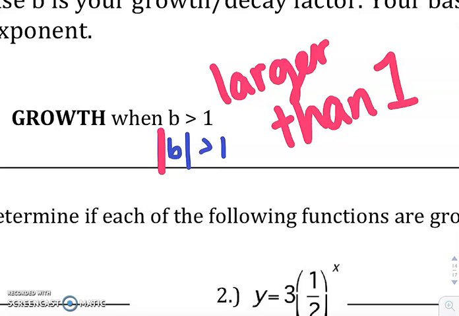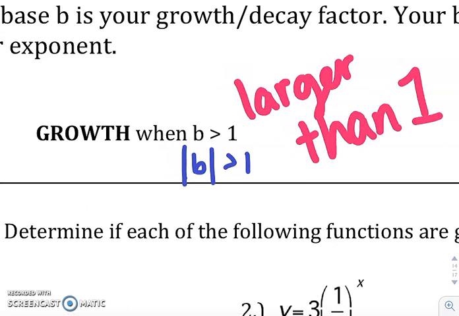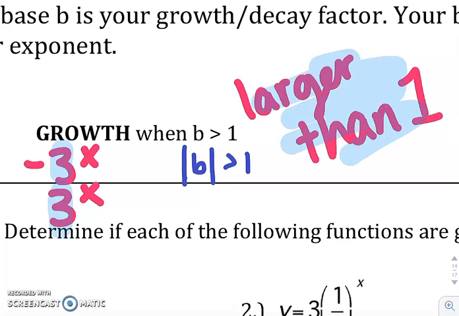Now, I put absolute value bars around that b because we don't necessarily look to see if it's negative or positive. It's just the absolute value of it. So whether it's a -6 or a +6, and actually let's do something that doesn't look like a b, say you had -3 to the x or +3 to the x. They would both be growth. It doesn't matter if this is negative or positive, as long as the number itself is larger than 1, it's going to be growth.